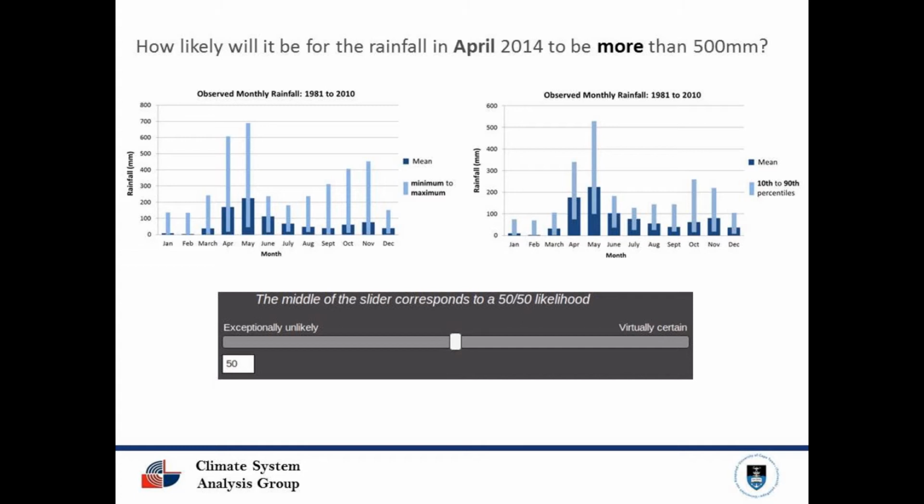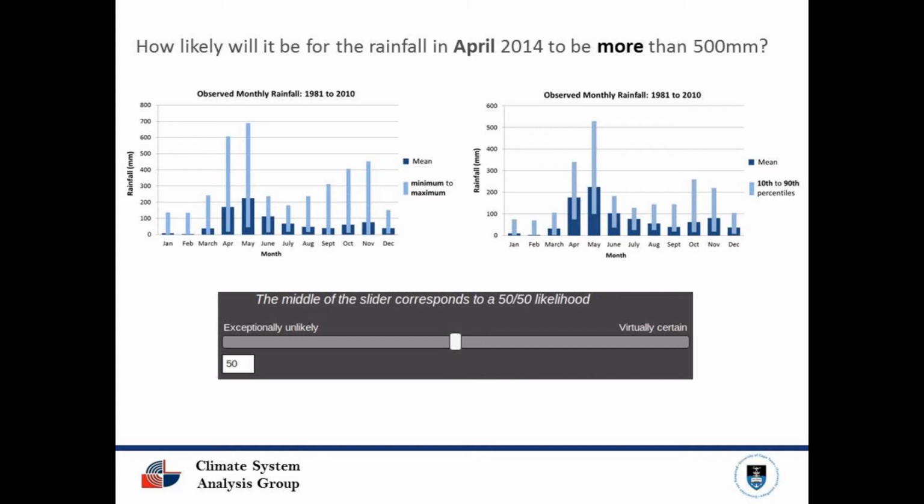If you look at the visualization on the left, this is what stream 1 had. They had the minimum to maximum information, given in the light blue bars, and the dark blue gives you the mean for each of the months throughout this 30-year period, 1981 to 2010, for this non-disclosed station. As you can see here, for April, 500 millimeters falls below the maximum rainfall in that month over this period.